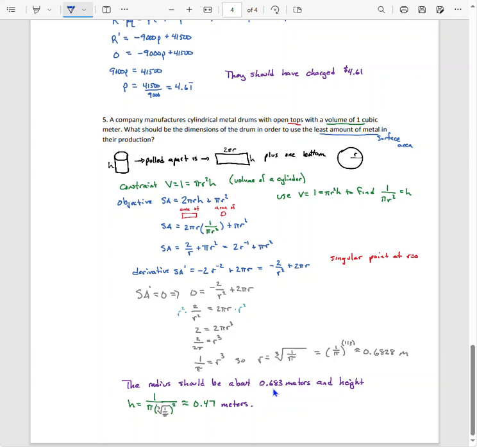So the radius should be about 0.683 meters, and the height, if I solve for h, is 1 over pi r squared. We'll get about 0.47 meters for the height, and this is the can that will have a volume of 1 cubic meter and use the least amount of material.